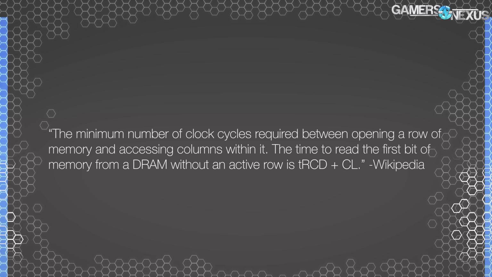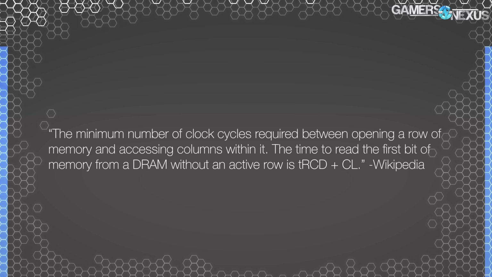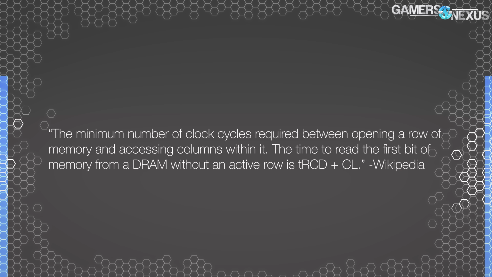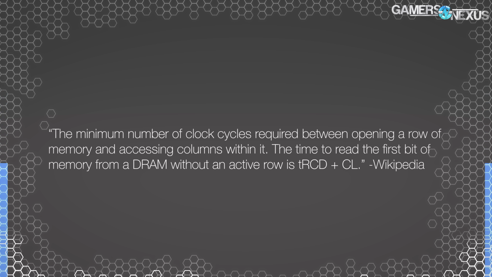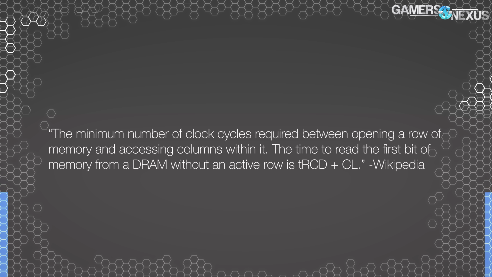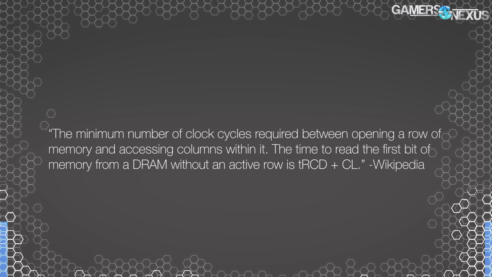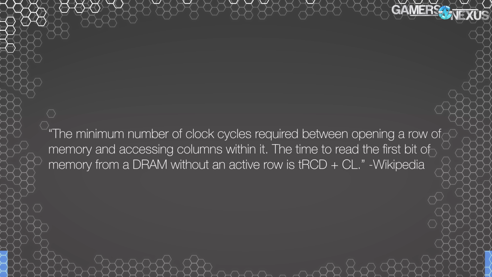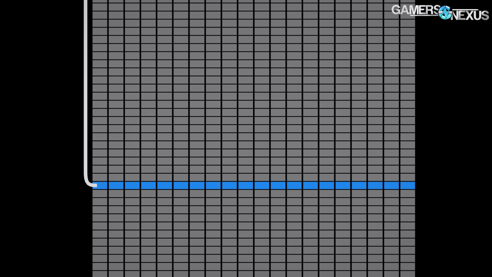The next one is RAS to CAS delay, or tRCD in BIOS. Wikipedia states the following: the minimum number of clock cycles required between opening a row of memory and accessing columns within it would be tRCD. The time to read the first bit of memory from a DRAM without an active row is tRCD plus CL. Our version to expand upon this is that RAS to CAS is one potential delay to reads and writes. tRCD is the number of clock cycles it takes to open a row and access a column.